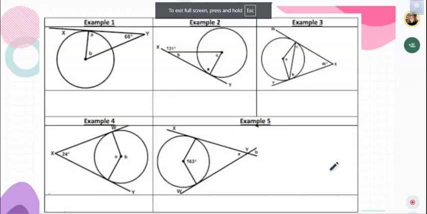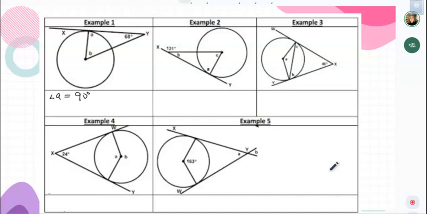All right, so here we go. What do I know on A? On example 1, I mean. Angle A is always going to be 90. Always. It is a tangent that meets a radius.